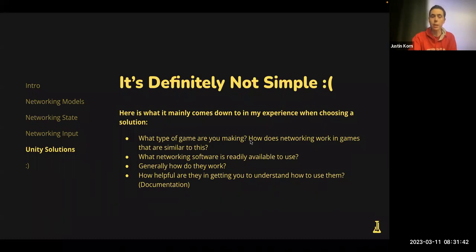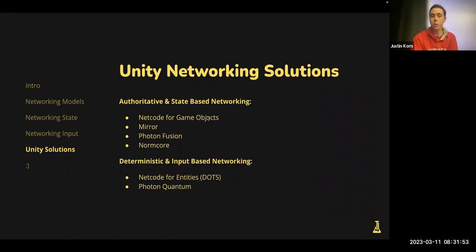And with all these concepts that we've discussed in mind, it's helped me a lot in terms of figuring out how to pick the right one. And just here, this is the type of solutions that are out there. We have the authoritative and state-based networking solutions out there. And these are the main 4 that I know of, that I've researched. And they're all pretty good. I've used netcode for game objects, I've used Mirror, and I've also used Normcore.